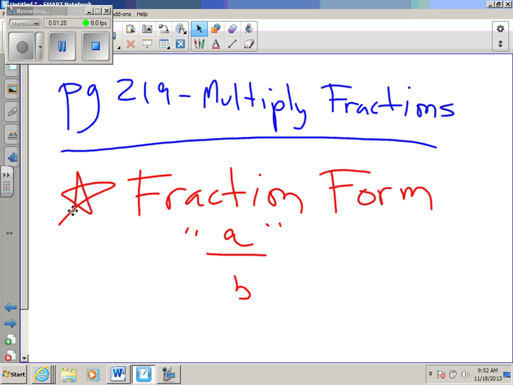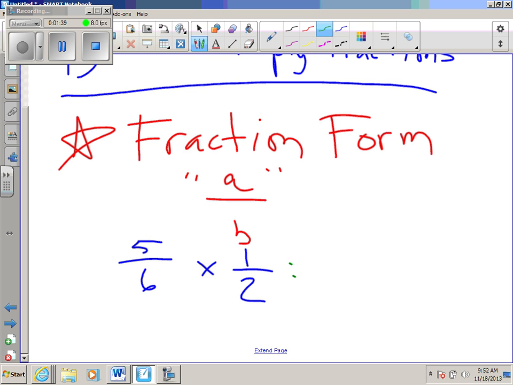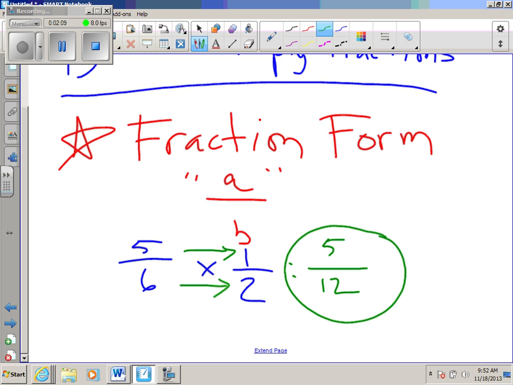So if we take a look at an example, and we say, all right, 5/6 times 1/2, okay? When you multiply with fractions, essentially what you do is you multiply straight across. 5 times 1, 6 times 2 is 12. Before I circle it and make it my final, I have to ask myself, is that fraction in simplest form? 5 and 12 have anything else I can divide them by besides 1? They do not. Therefore, 5/12 would be my final answer.